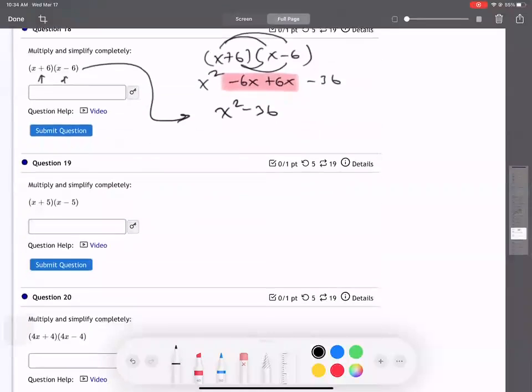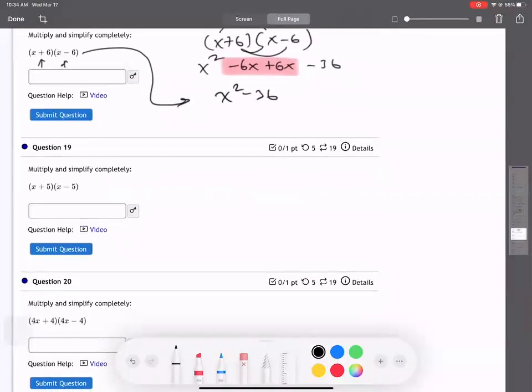Let's see if that works on my next question. x plus 5 times x minus 5. That's x squared minus 25. Automatically, I can tell that, not because I'm a genius, but because of the pattern. The plus 5 and the minus 5 are going to cancel out, leaving me just the front, x times x, and the back, 5 times negative 5.